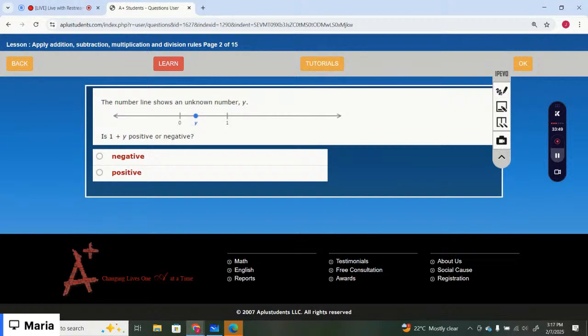The number line shows an unknown number Y. Is 1 plus Y positive or negative? Y is on the right hand side of the 0, so positive it is. And 1 plus Y means you are adding two positive numbers. The answer is positive.